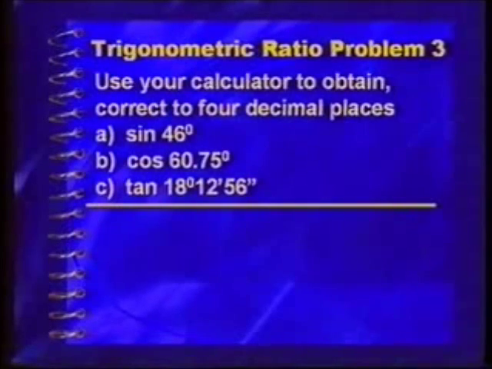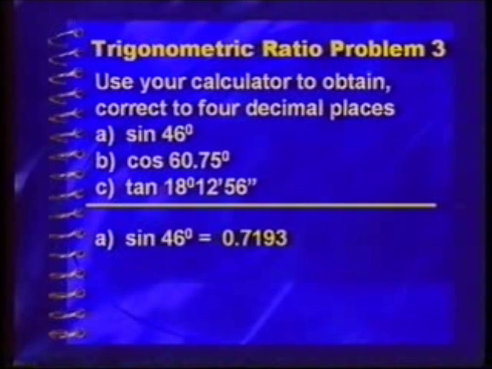Some problems on the screen. So here we have to find to 4 decimal places the sine of 46 and the cos and the tangent of those angles. Now you have to make sure that your calculator is in what is called the degree mode, but that is the default mode. And then you just press sine 46, press is equal, and you get your answer rounded to 4 decimal places. And you want to check that at home.